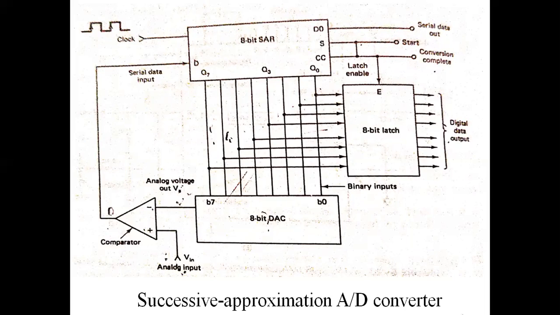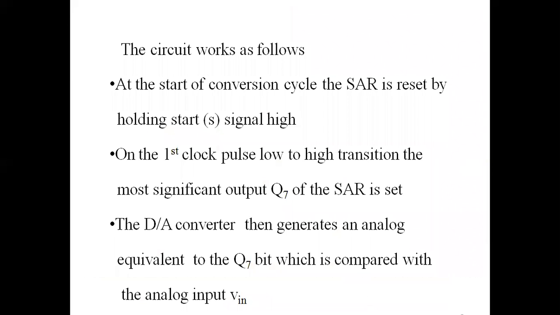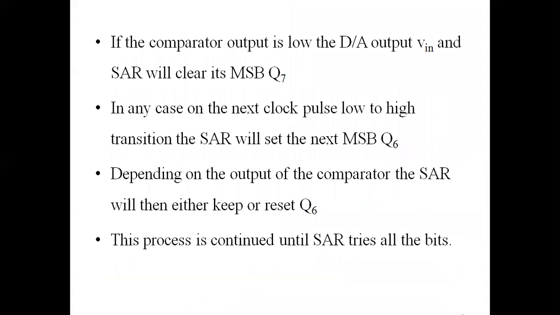The SAR will adjust its 8-bit digital output until it is equivalent to the analog input Vin. Then the 8-bit latch at the end of the conversion holds the resultant digital data output. This is a small introduction regarding the block itself.